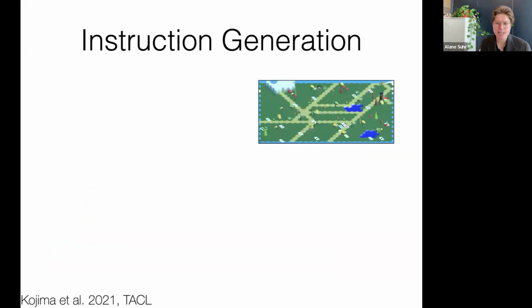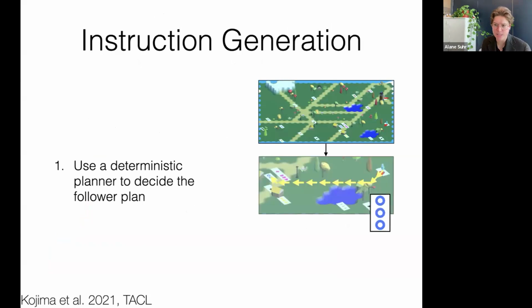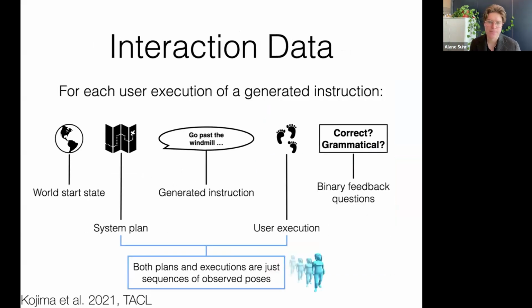Given a current world state, we're going to use a deterministic planner to figure out what the plan, or the intent, should be. For example, for the human follower here, the ideal thing they could do is take this yellow path and then get the 3 blue circle card. Then we take this deterministically generated plan and pass it to a neural network that allows us to sample an instruction. For example, turn right and go straight past the lake and collect the 3 blue circle card.